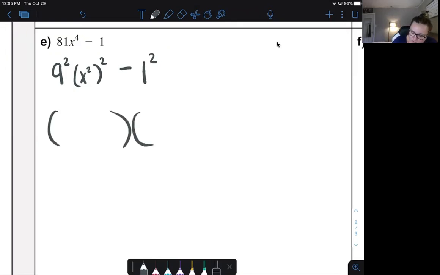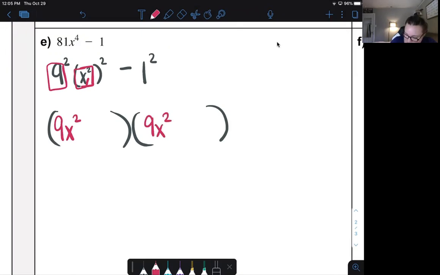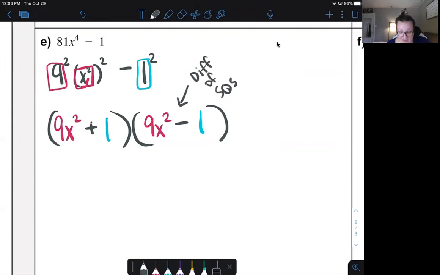So let's go ahead and write out our factors. So remember, what's being squared in your first term goes here and here. What's being squared in the second term goes here and here. And then, of course, you need a plus and a negative in between. So 9x squared plus 1 times 9x squared minus 1. So we actually can factor this even further because 9x squared minus 1 is a difference of squares again. So we can factor that actually.